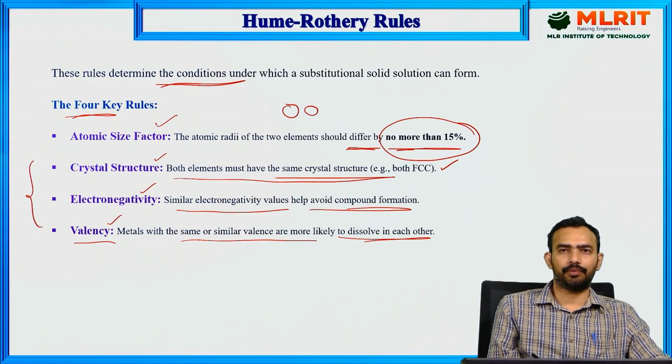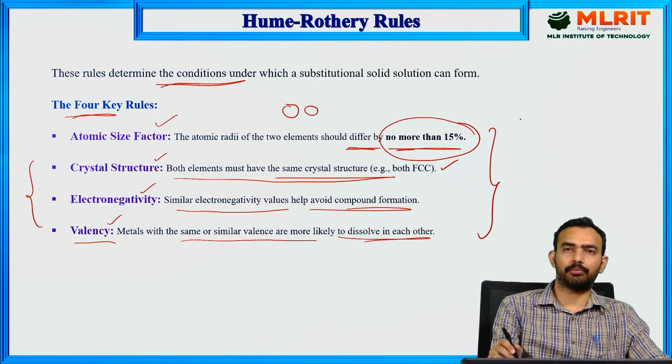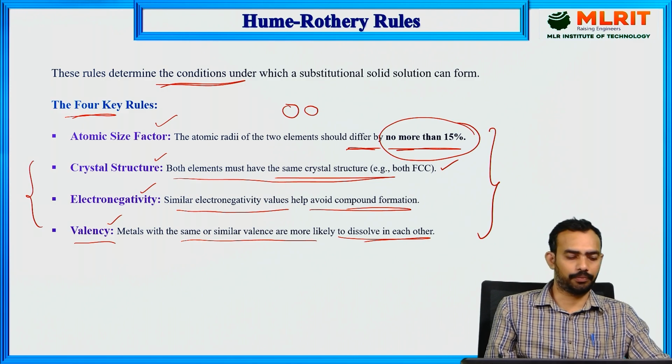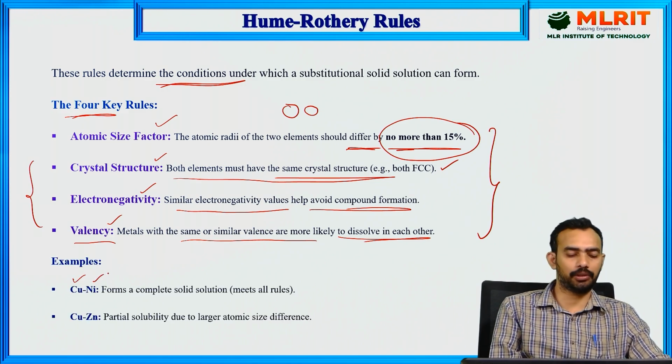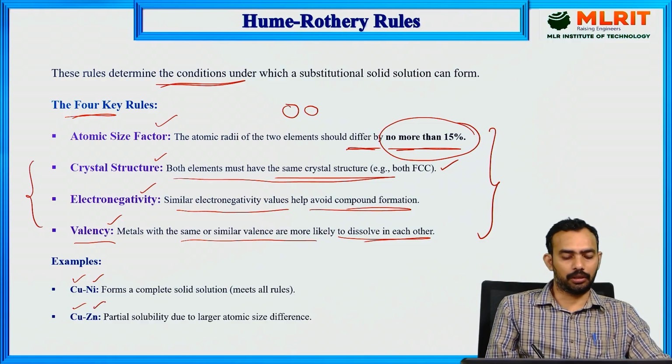Once all these conditions are satisfied by the two elements, they are more likely to form a substitutional solid solution. For examples, copper and nickel is a classic example. Copper and zinc have also been found to form a substitutional solid solution.